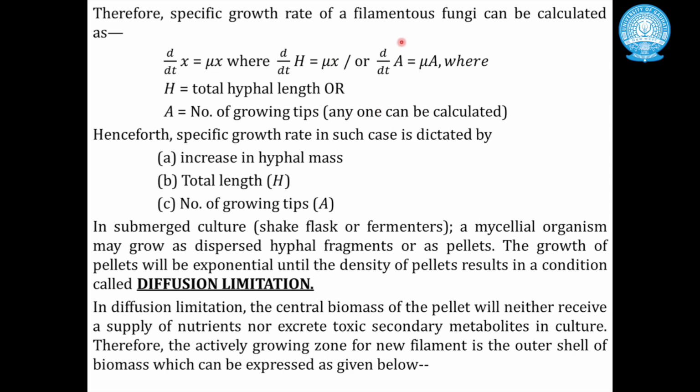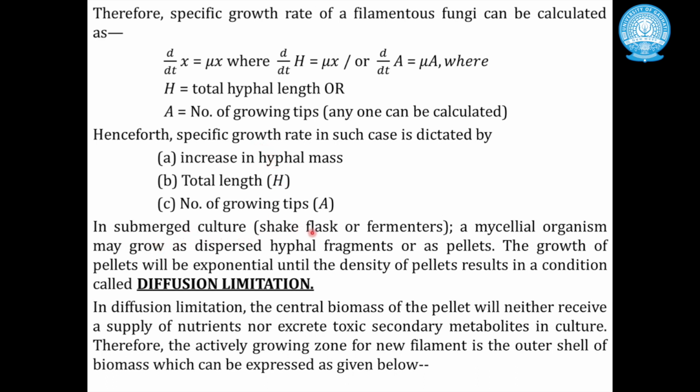The specific growth rate of a filamentous fungus can thus be calculated as dx/dt equal to mu x. In the case of filamentous fungi, x is replaced by h or a, where h is total hyphal length and a is number of growing tips. Either one can be calculated. Hence, specific growth rate in such a case is dictated by increase in hyphal mass. In filamentous organisms, specific growth rate is determined by increase in hyphal mass, total length or number of growing tips. These three are the important attributes to understand the specific growth rate in fungi.